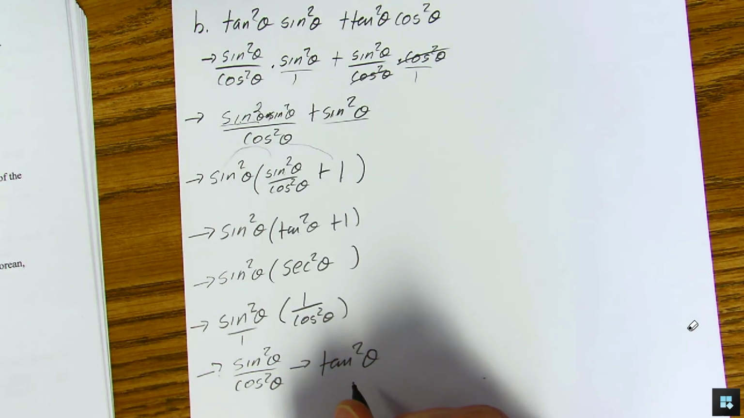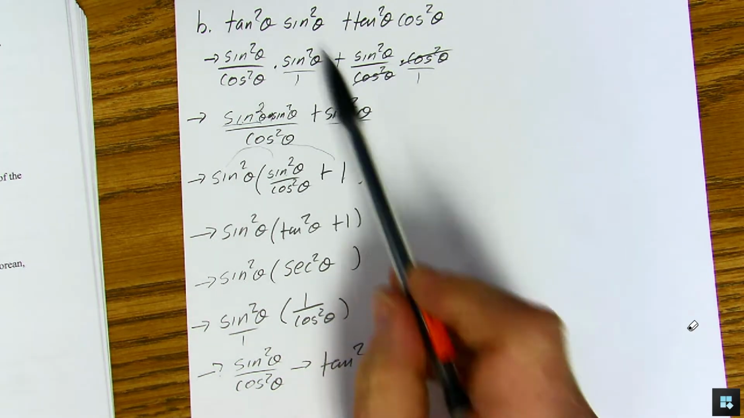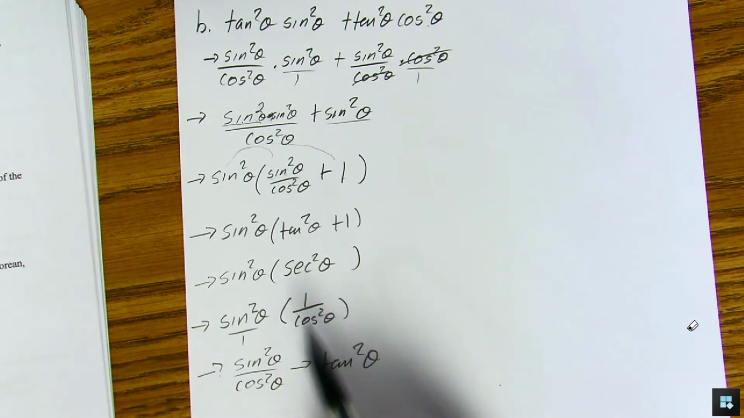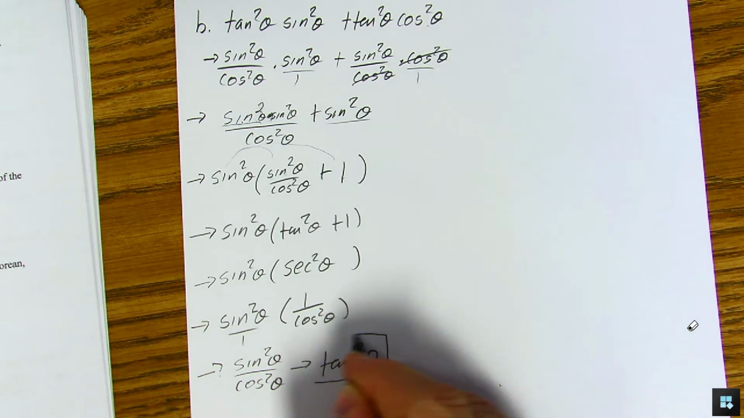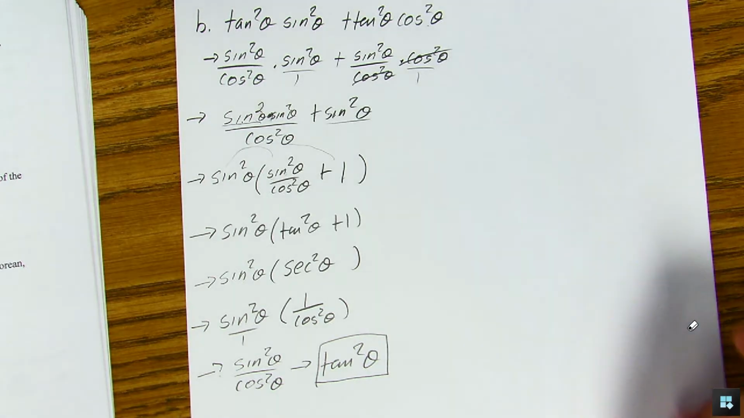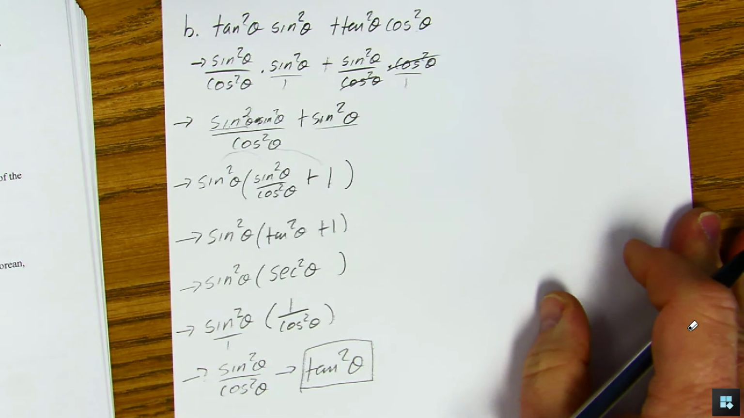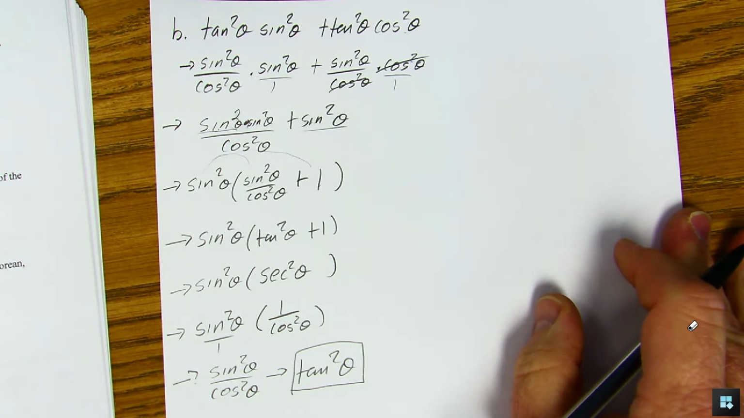So we just turned this into tangent squared theta. And there's our logic puzzle. It's kind of done, kind of cool, kind of fun. Some of you might be out there saying, not so fun. It's okay. Don't worry. We'll get the hang of things.